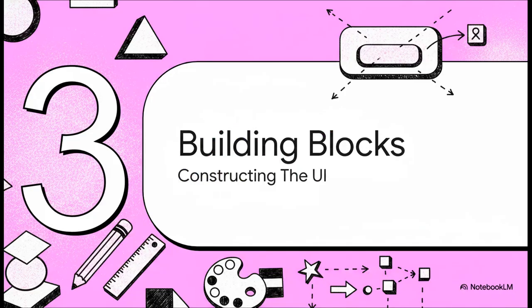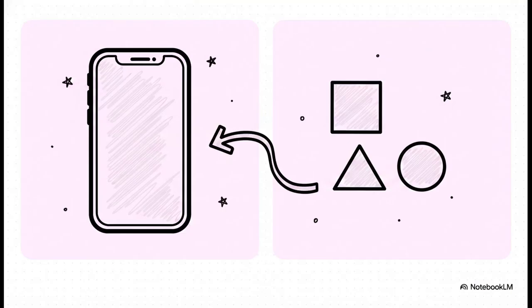Right, let's talk about the actual building blocks of UI. How do we start making things? First things first, it is absolutely essential to understand the difference between a frame and a shape. A frame is not just a basic visual box.